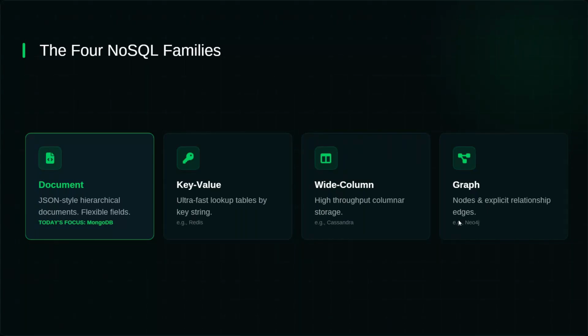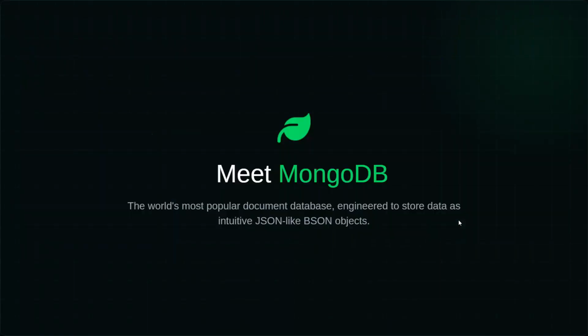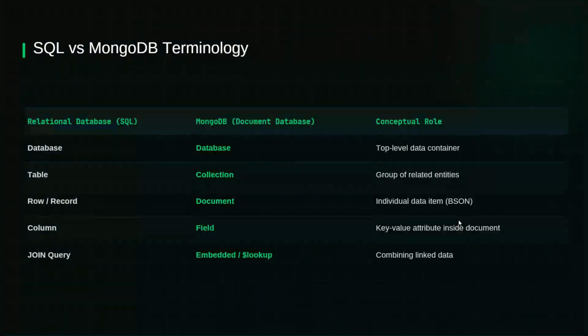Today, our entire focus is on the king of document databases, which is MongoDB. So, what exactly makes MongoDB the leading document database in modern development? Meet MongoDB and SQL terminology. MongoDB stores data as flexible, intuitive, JSON-like objects. Let's map SQL terms directly to MongoDB terms so you feel comfortable.